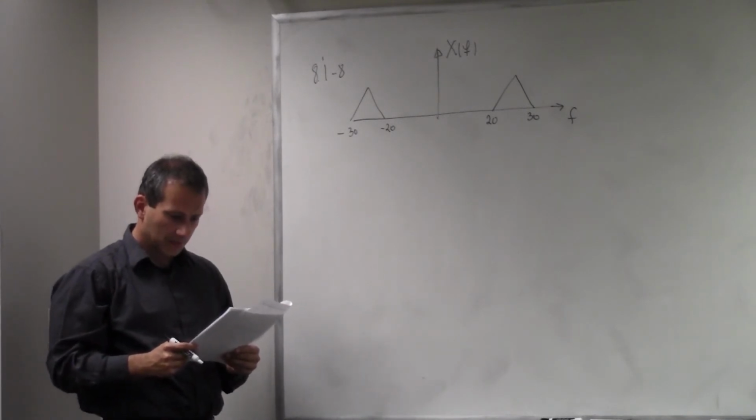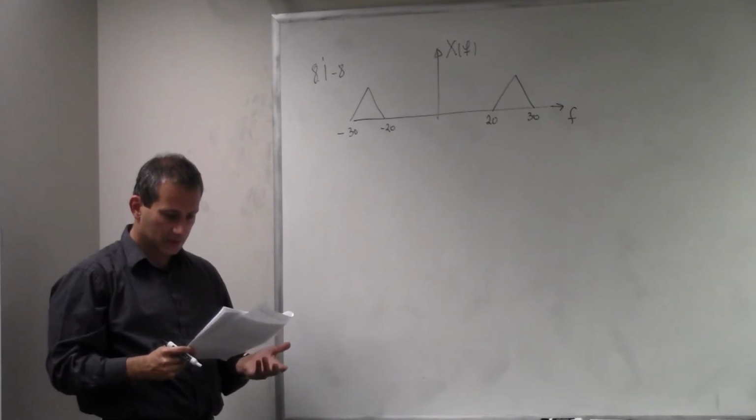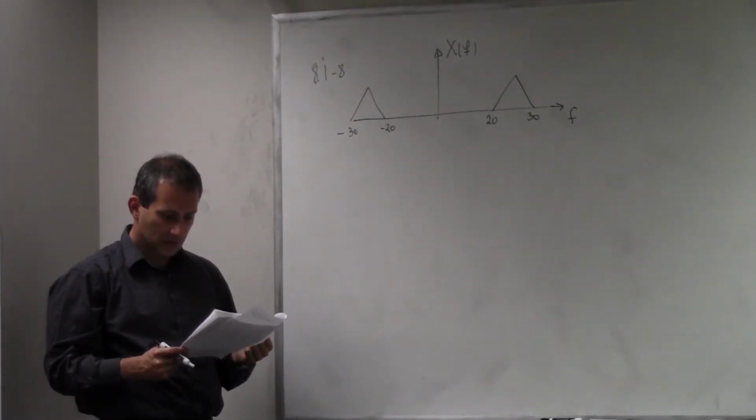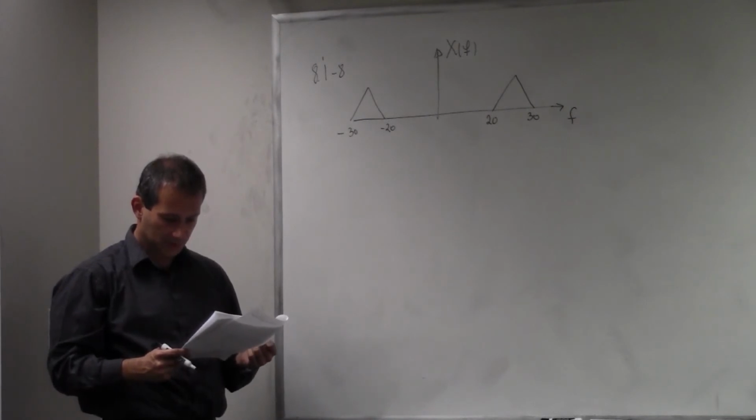Hence the minimum sampling frequency needed for this one is 60 hertz. Show that the spectrum of the signal sampled at the rate 60 hertz. Can you reconstruct X of t from these samples? How?